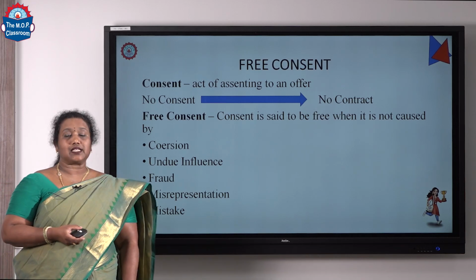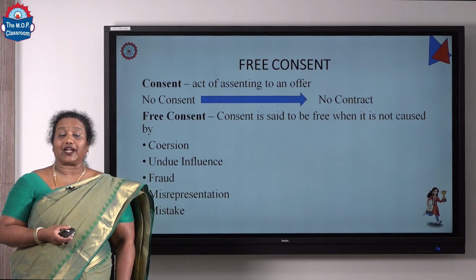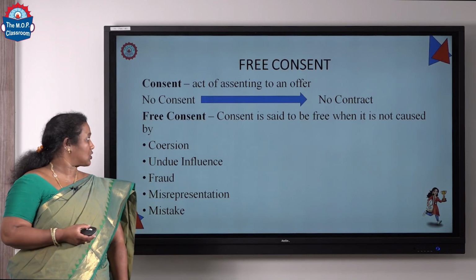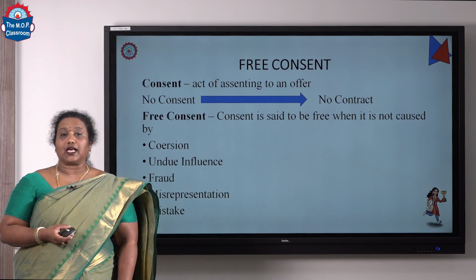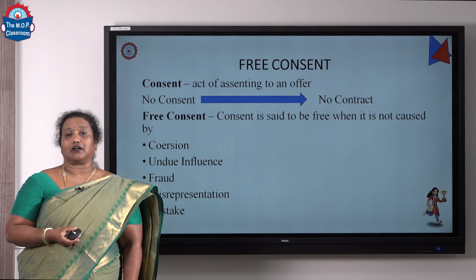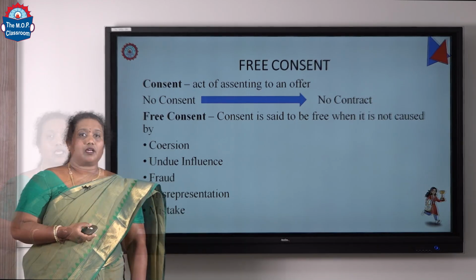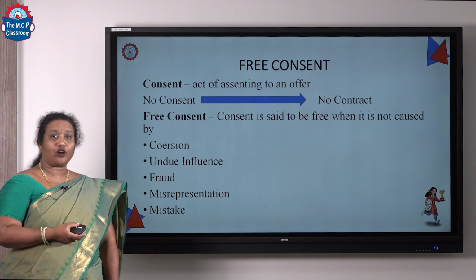Now, coercion is one person compelling the other person to enter into a contract, or threatening him to enter into a contract, and that is called coercion. Undue influence is when one person dominates the other person and makes him enter into a contract; you call it undue influence. Let me explain the next one, which is fraud and misrepresentation.